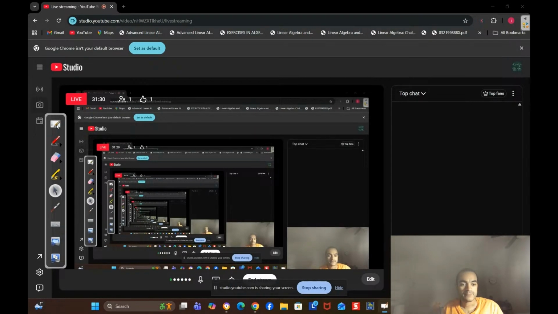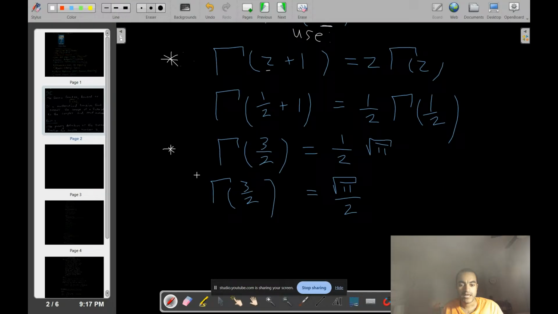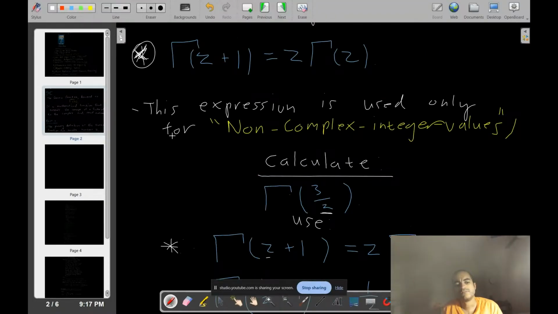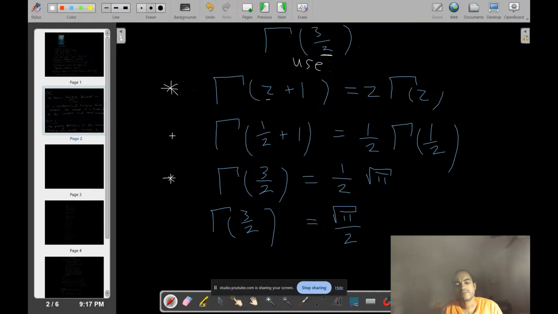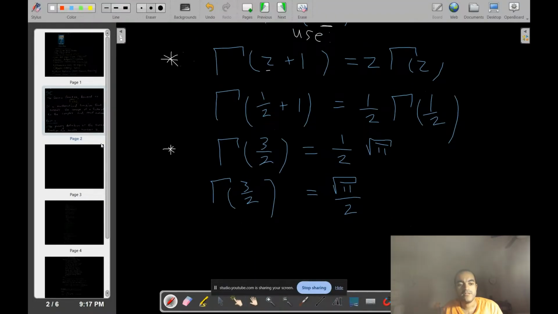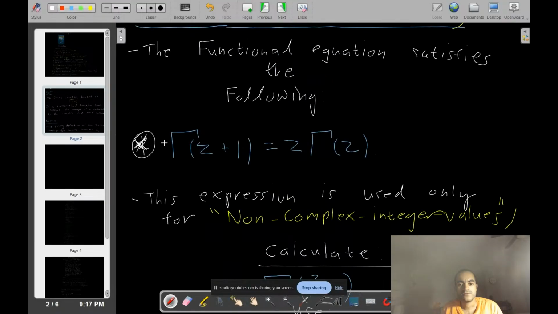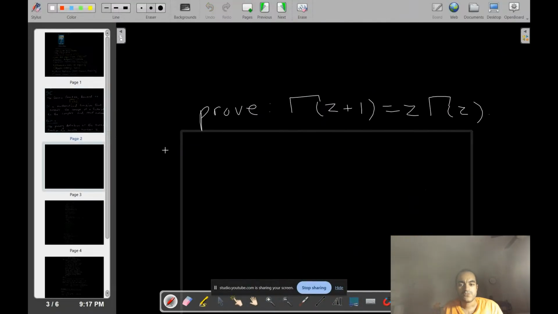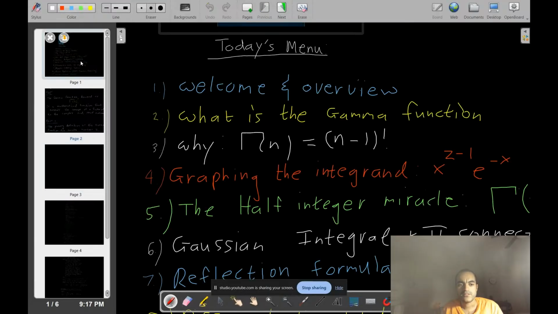Okay, if that makes any sense. So gamma of 3/2 is root pi over 2. If there's any dispute on that, please let me know. Okay, so we've talked about that. So the next part here, I think that's the next part. Let me double check.